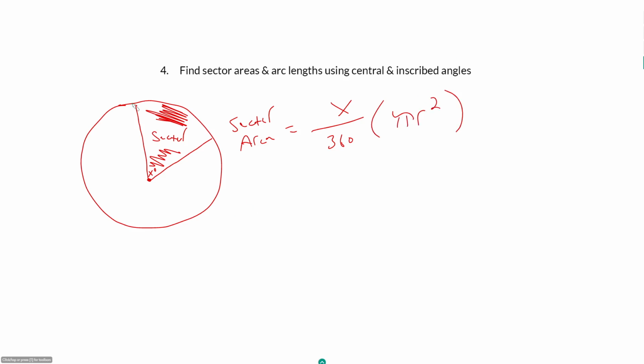And then if we want to find an arc length, so say we want to find the length of arc AB, that is just going to be a portion of our circumference. So what portion is it? It's the same portion as over here. It's going to be our central angle over 360, but now times our circumference.